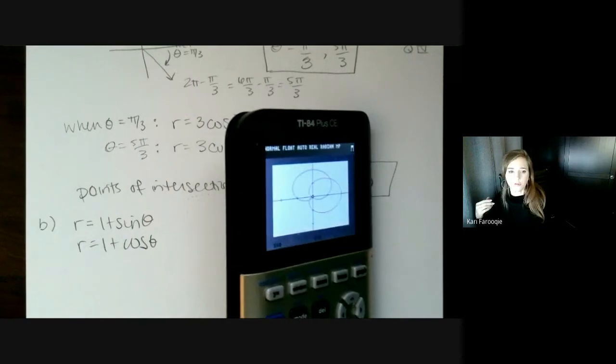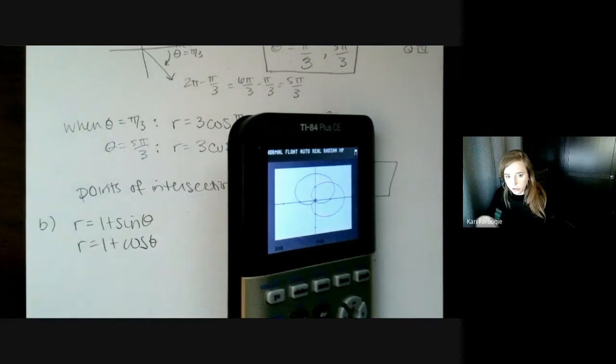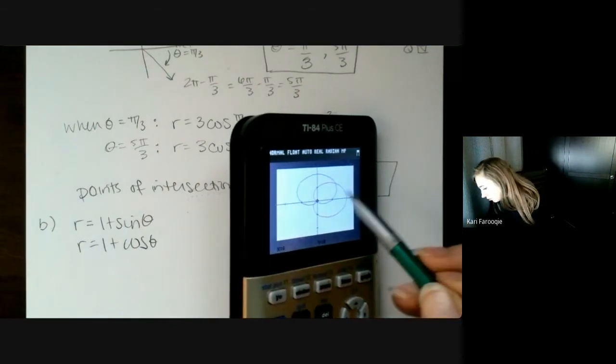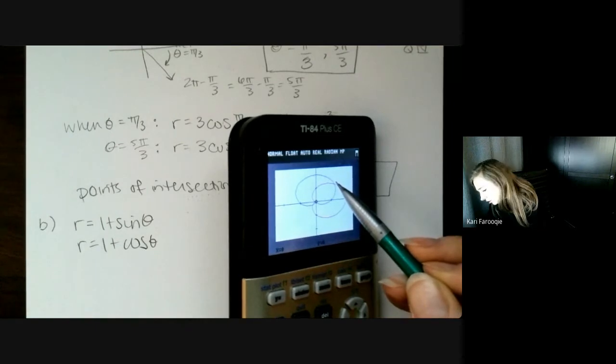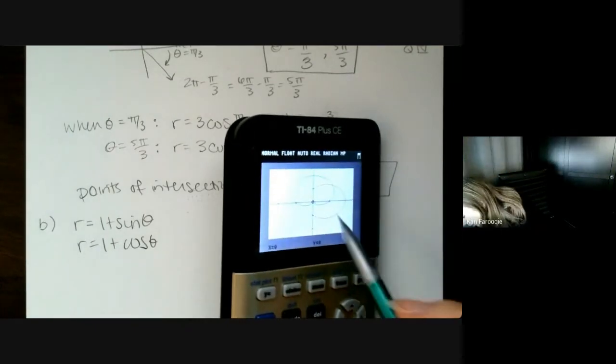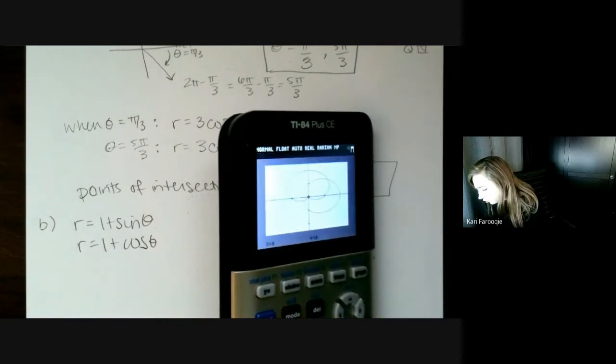And that's what your graph looks like. So you're trying to find the intersections. What you're trying to solve for is the angle at which your points intersect right here. And it looks like you might have to zoom in a little bit more. I'm going to zoom in again, 2, enter.